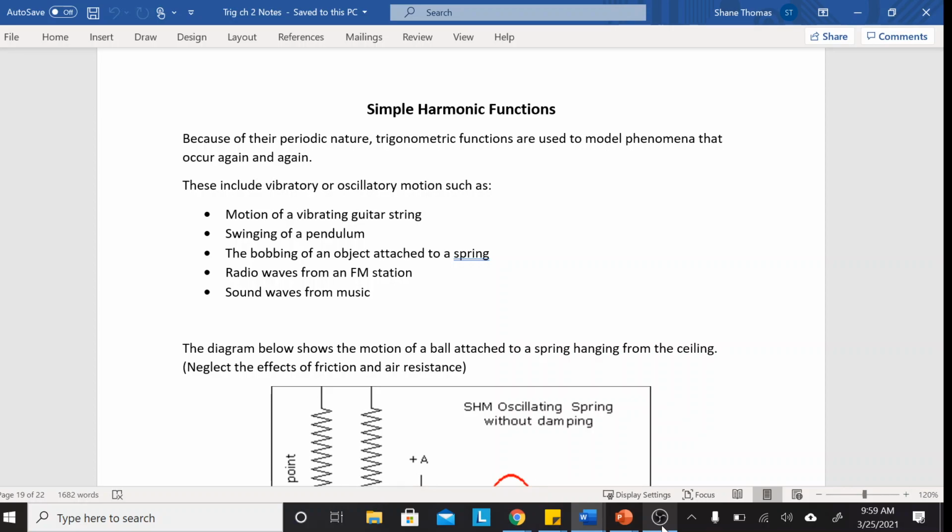Here are some of the most common ones you see: guitar string motion, swinging of a pendulum, bobbing of an object attached to a string, radio waves from an FM station, and sound waves from music. Those are all based upon simple harmonic functions.